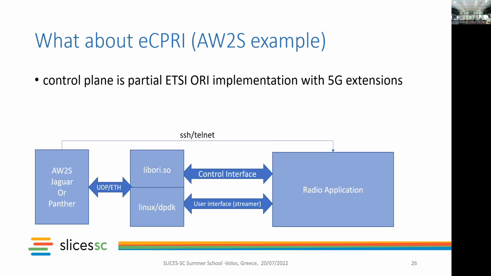Now, the picture that I showed before with UHD is almost the same picture. You have the radio application. It has a control interface and a user interface, but those are split into two boxes. The control interface goes to a shared library called libORI, which implements the necessary protocols to dialogue with the radio unit. That's a piece of closed source software. When you buy the radio unit, they give you the library. And then the user plane can use normal Linux if you like, or it can even use DPDK, that we never tried. And that connects to one of the two devices, Jaguar or Panther.